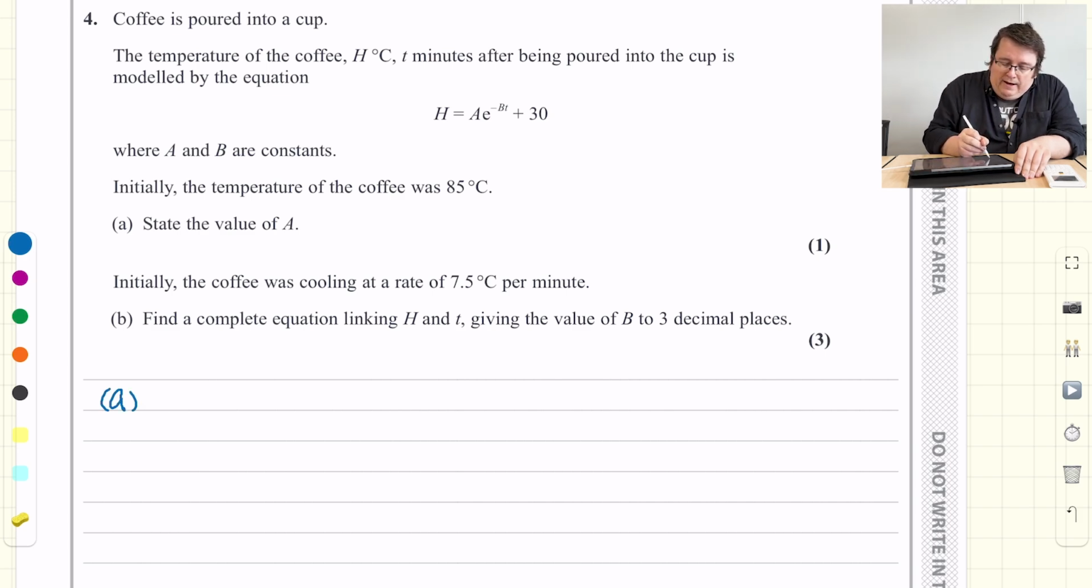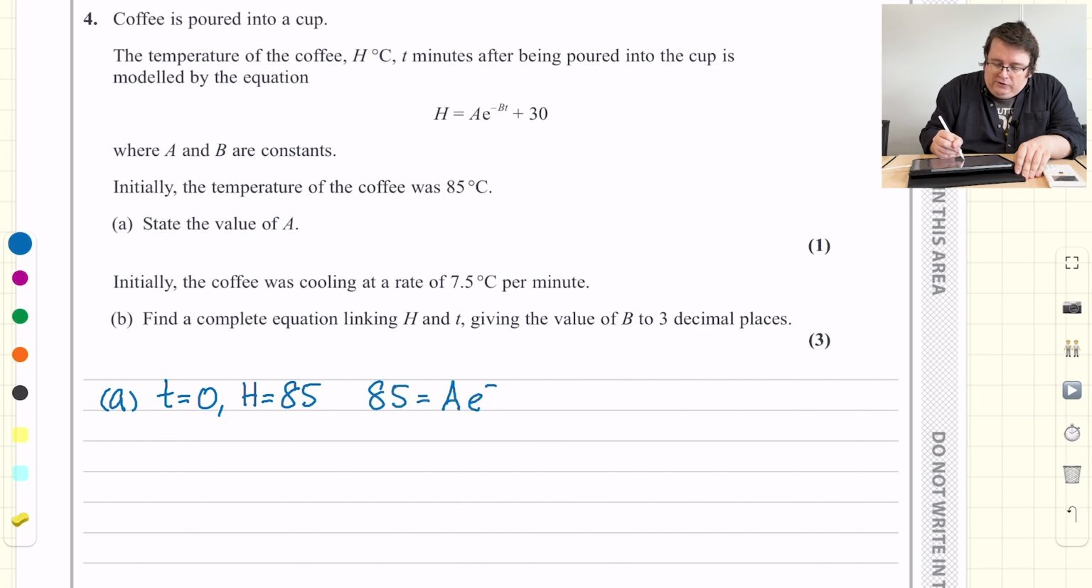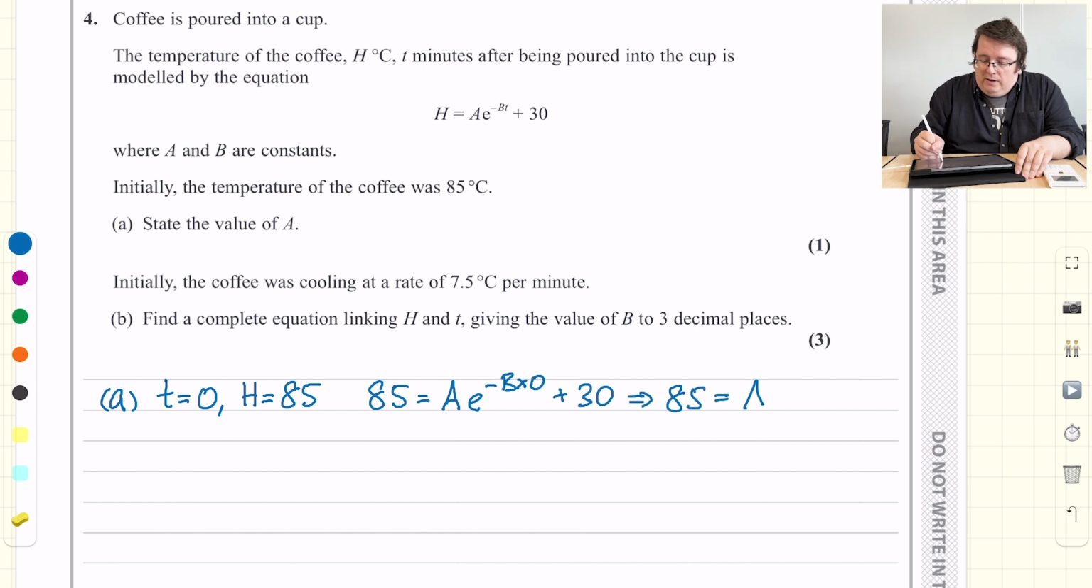So we know that initially, so when T is 0, H is 85. So 85 is equal to A e to the minus B times 0 plus 30. Now, B times 0 is of course 0, so e to the 0 is 1. So 85 is equal to A plus 30. And so A would have to be 55.